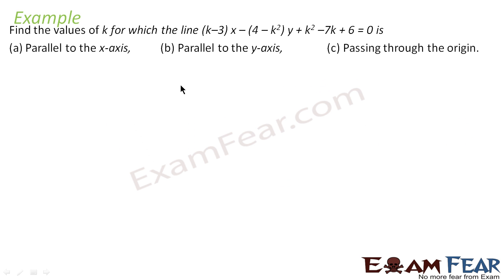We have to find the value of k for which the line (k minus 3)x minus (4 minus k square)y plus k square minus 7k plus 6 is equal to 0. Case 1: parallel to x-axis.